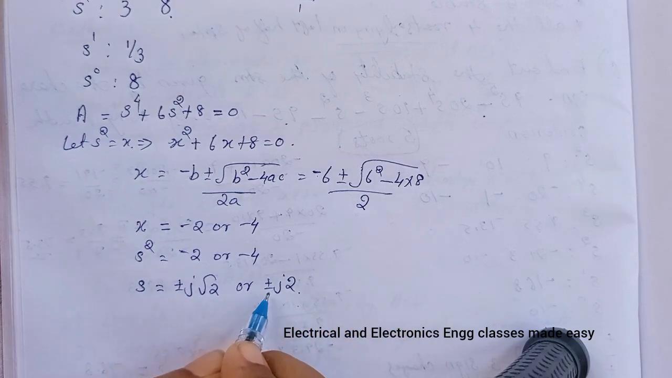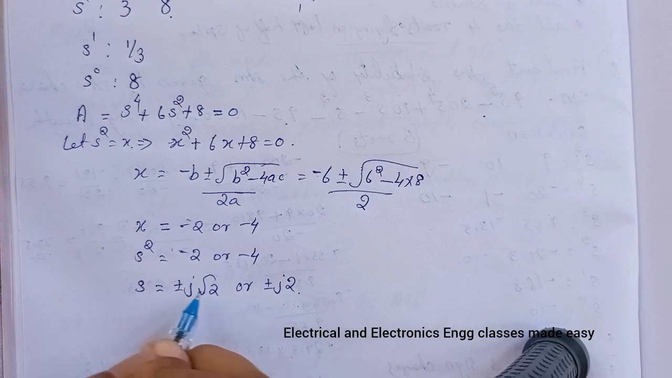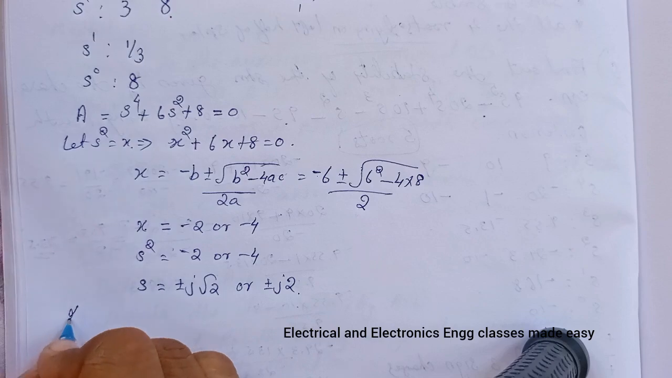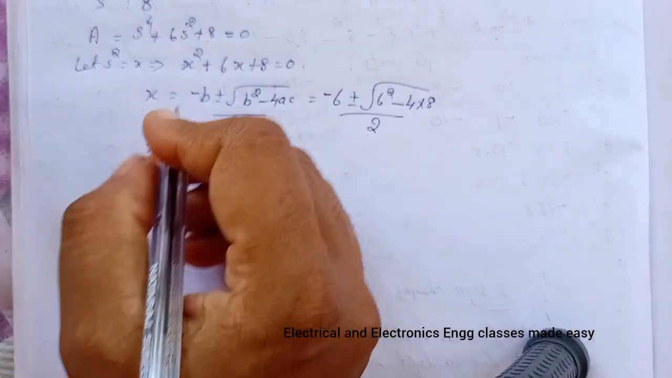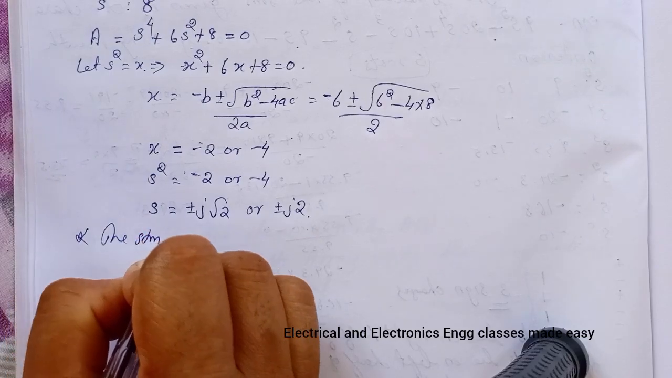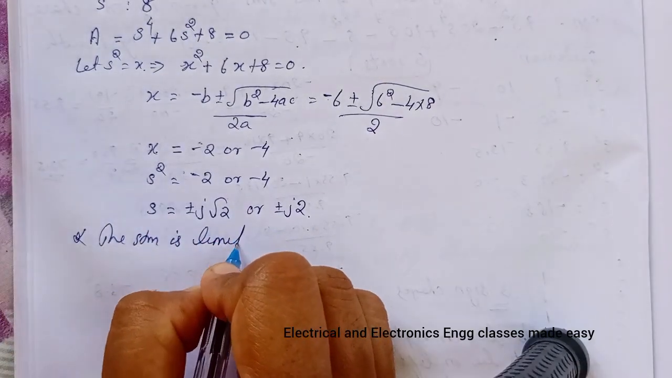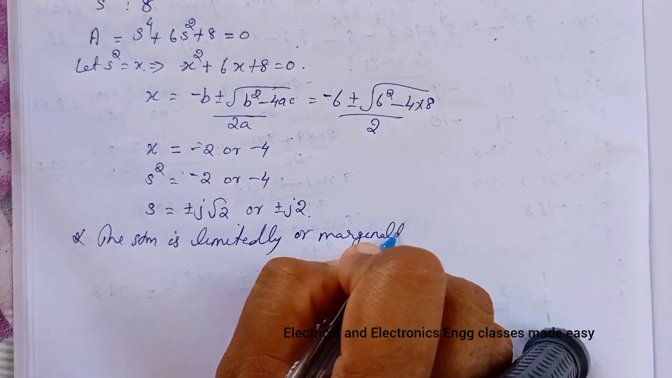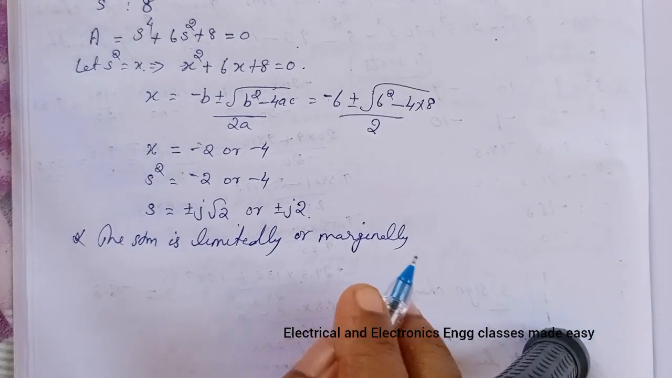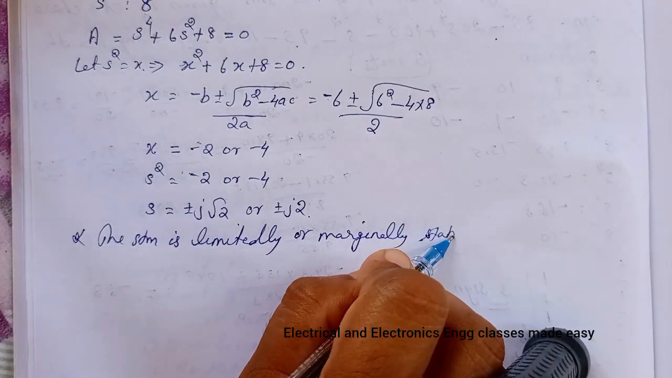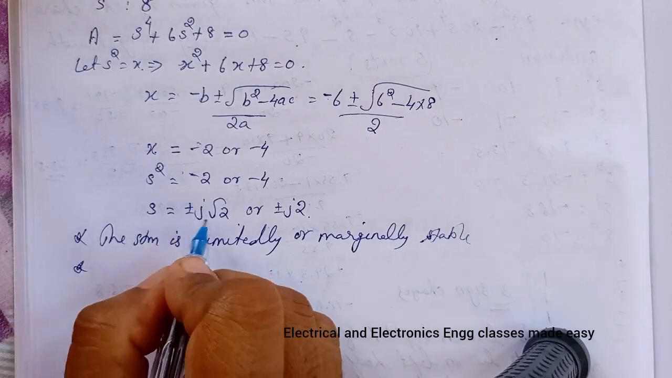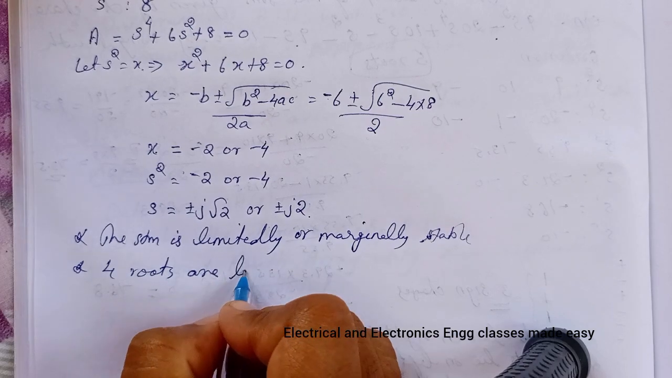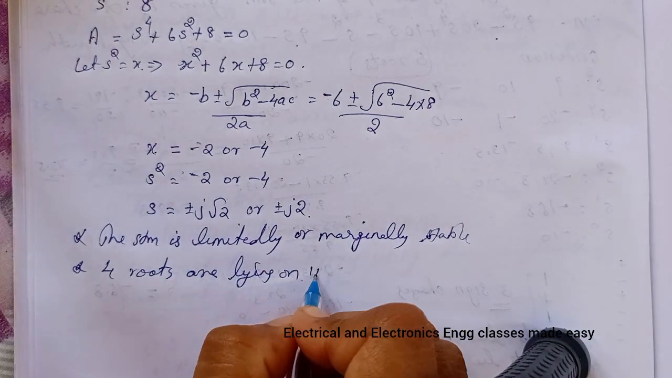So these 4 roots are lying on the imaginary axis. So we can conclude that the system is limitedly or marginally stable, and 4 roots are lying on the imaginary axis.